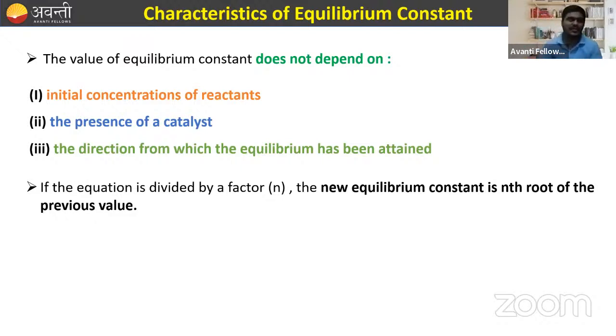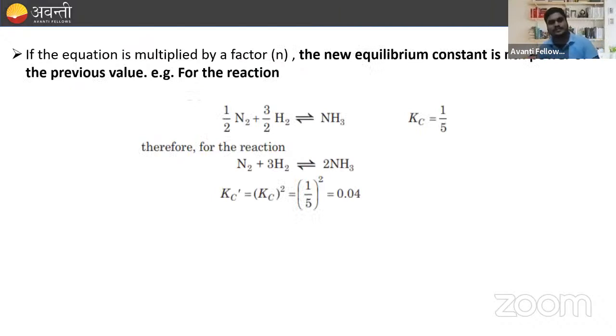What happens when you divide the equation? What happens when you reverse the equation? The important note here: the value of the equilibrium constant is independent of the initial concentration of the reactant, the presence of a catalyst, and the direction from which the equilibrium has been attained. Now, if the equation is divided by the factor n, the new equilibrium constant is the nth root of the previous value. If the equation is multiplied by the factor n, the new equilibrium constant is the nth power of the previous value.